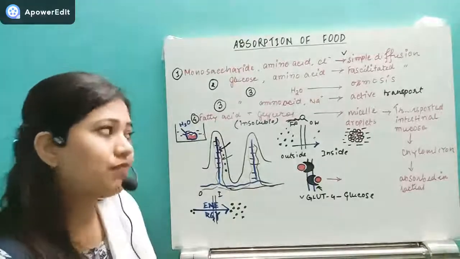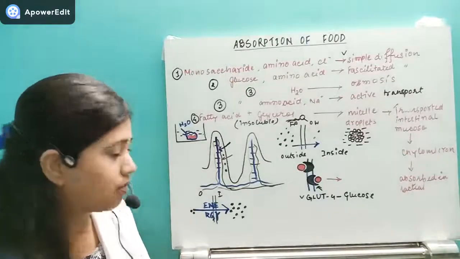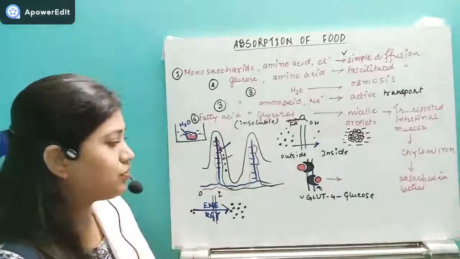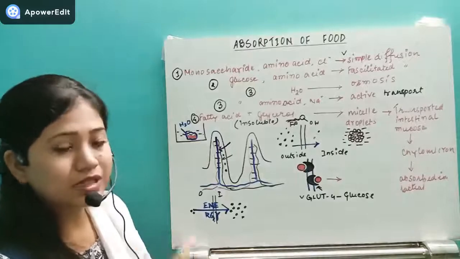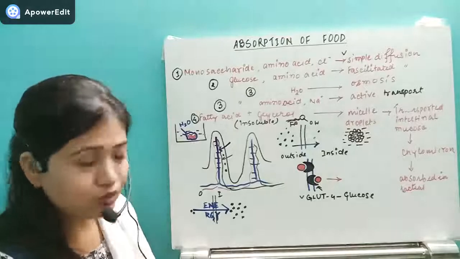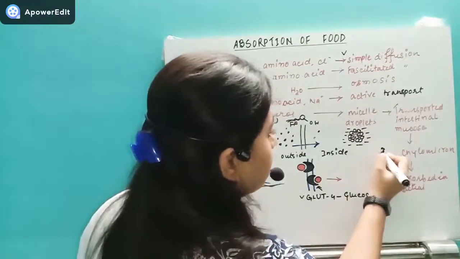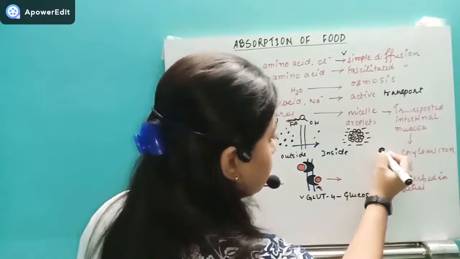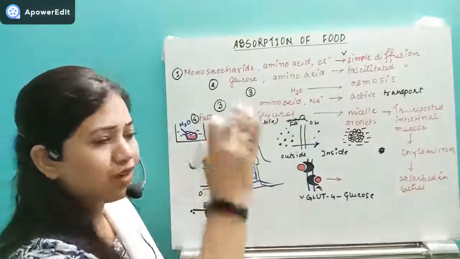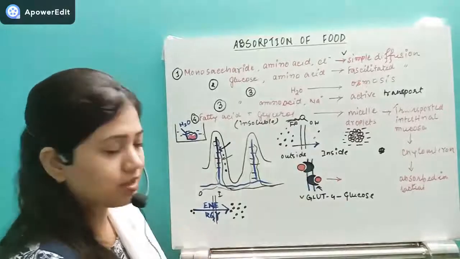Whenever they form, they have already entered inside the brush bordered epithelium of the villi. Then after that, how are the micelles going to be absorbed inside the lacteals? What we are going to have are the fat droplets. So this fatty acid and glycerol form somewhat hydrophilic parts towards the surface and hydrophobic parts, the fatty acid parts, towards the center.